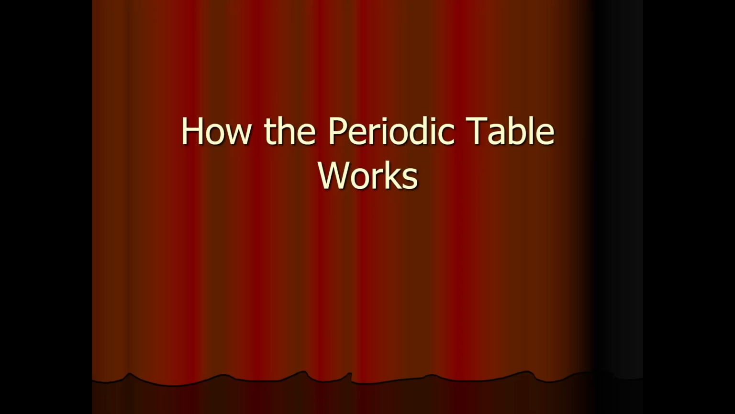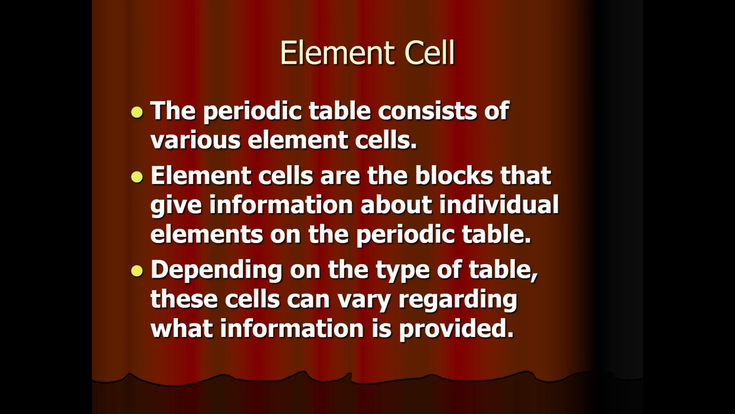Now let's start our discussion on how the periodic table works and the tremendous amount of information contained within it. The periodic table consists of various element cells. Element cells are the blocks that give information about individual elements on the periodic table. Depending on the type of table, these cells can vary regarding what information is provided.